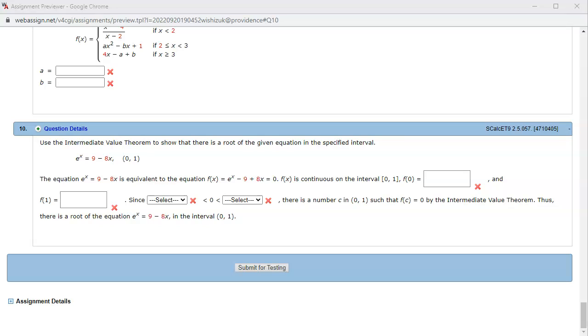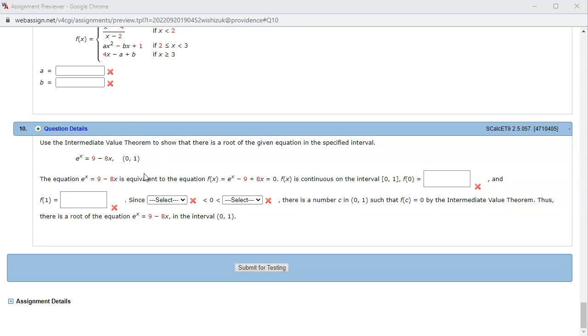All right, let's look at homework 2.5, problem number 10. It says: use the intermediate value theorem to show that there is a root or solution of the given equation in the specified interval. So we should be able to find the solution between 0 and 1.